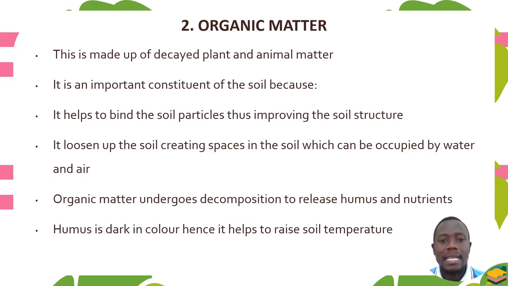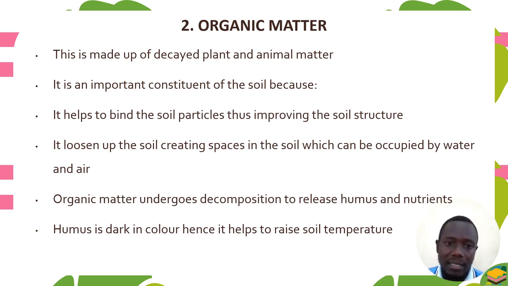Then let's look now at organic matter. When we talk of organic matter, it is made up of decayed plant and animal matter, or the decay of plant and animal remains. They make organic matter. This organic matter is an important part of the soil because it helps to bind the soil particles, thus improving soil structure. So when the soil particles are bound together, it means the soil structure is being improved.